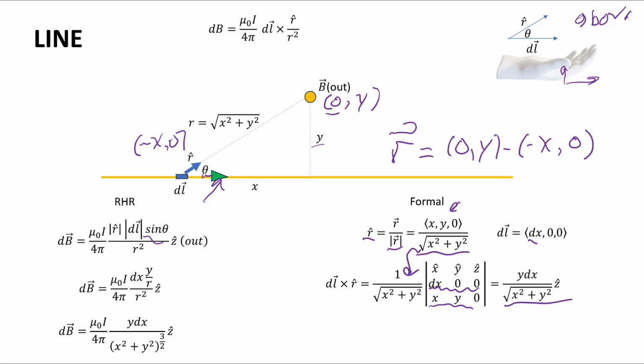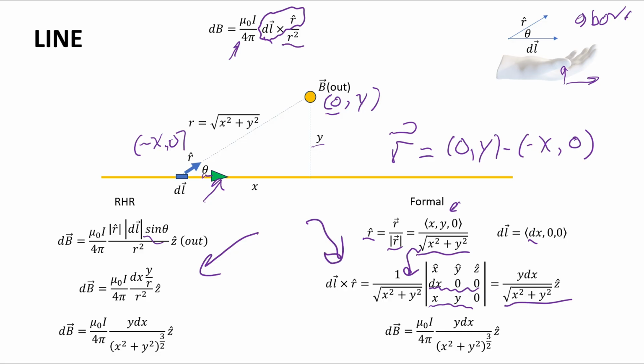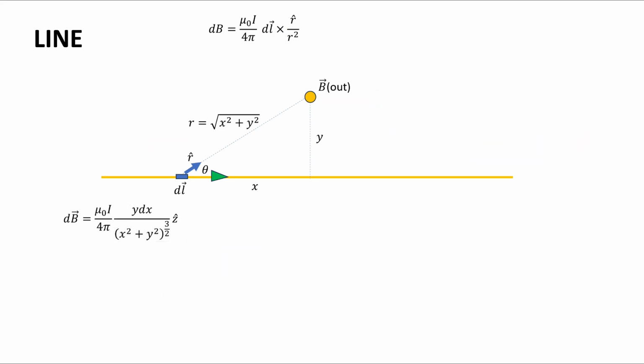And if I found dl cross r hat, if I divide it by r squared and put this funny little thing out front, I end up with exactly the same thing I did using right-hand rule. Some of you are going to prefer this way. Some of you are going to prefer this way. You will probably think the other one is crazy. I think it's best to do both. Anyway, this is our contribution from either technique.